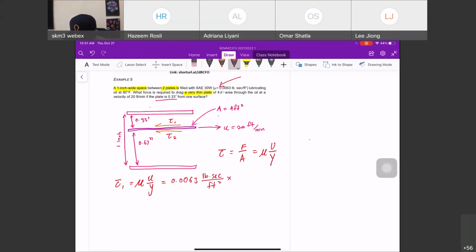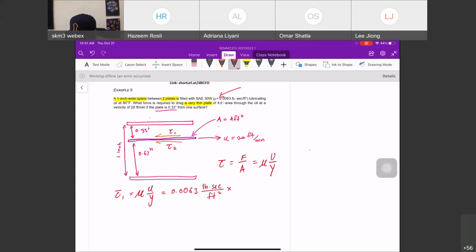Multiply with U. What is the velocity of the plate? 20 feet per minute. So here, we need to convert minute into second. So 1 minute divided by 60 seconds, over y.